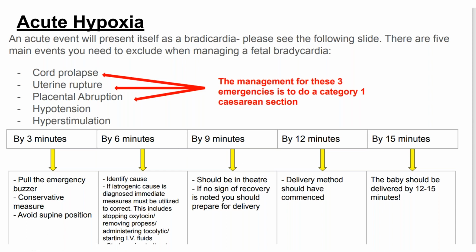If no sign of recovery is noted, then you have to prepare for delivery. By 12 minutes, delivery should have commenced. By 15 minutes, the baby should be delivered, within 12 to 15 minutes of acute bradycardia.